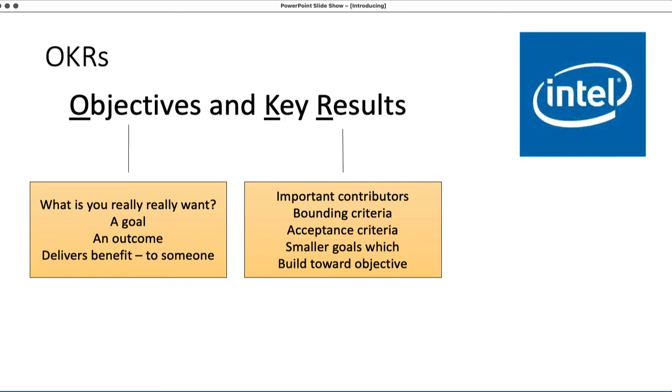Originally, OKRs were invented at Intel. They spread from Intel to Google around the turn of the millennium, and since they're both Silicon Valley companies, they became quite popular in Silicon Valley. In the last 10 or 20 years, they've become increasingly popular in the rest of the world. More recently, they've been picked up by a lot of people such as myself in Agile.